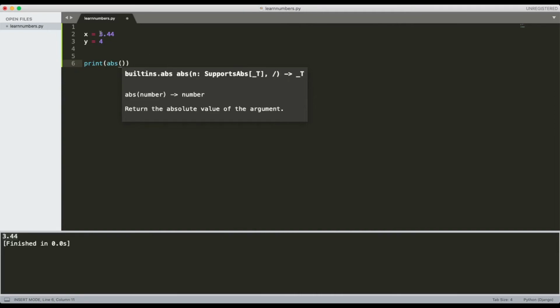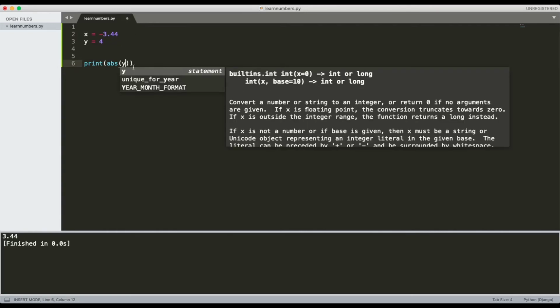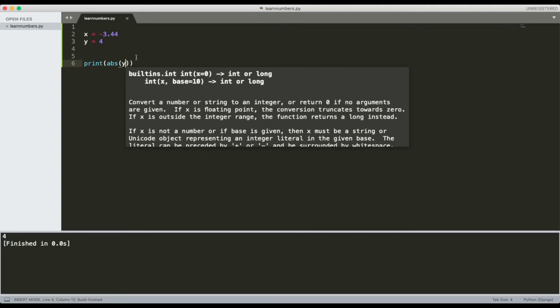Finally, we have absolute value, which many of you may know. All it does is it makes sure your number comes back as a positive value, right? You see that my x used to be negative 3.44, but it came back as positive 3.44, and if you take the absolute value of a positive number, it will also come back as a positive number.